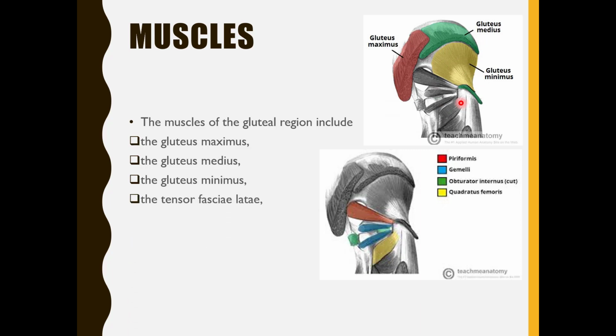Okay. Then there is tensor fascia lata. It is also a muscle of the lateral part. Tensor fascia lata. Then there is piriformis muscle. Can you see here? This is piriformis muscle. Then there will be three muscles which are also called triceps coxae.